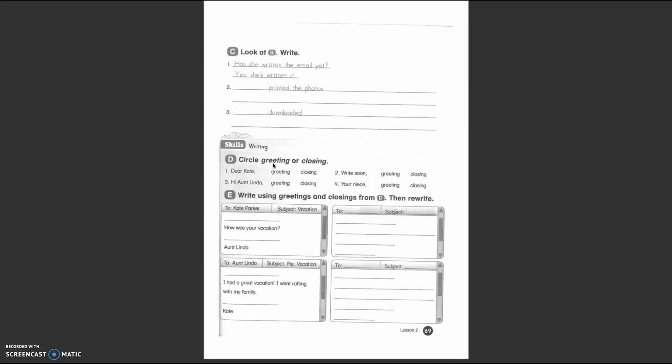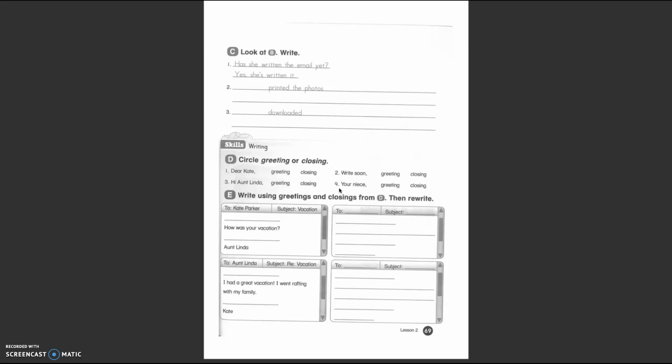Now you need to complete with a greeting or a closing and choose what each of these expressions is in these short emails. So, to Kate, and the subject is vacation. Who wrote it? Linda. All right, so what are we going to write here? Dear Kate. Very good, Dear Kate, because Linda is talking to Kate. Dear Kate, how was your vacation?